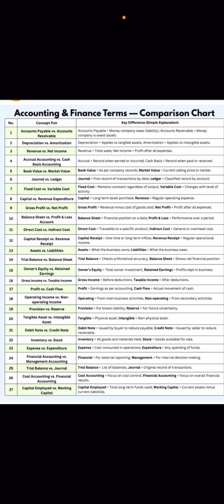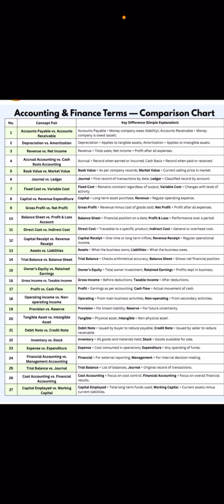Balance sheet versus profit and loss. Balance sheet shows assets and liabilities at a particular date. Profit and loss account shows income and expenses for a period.